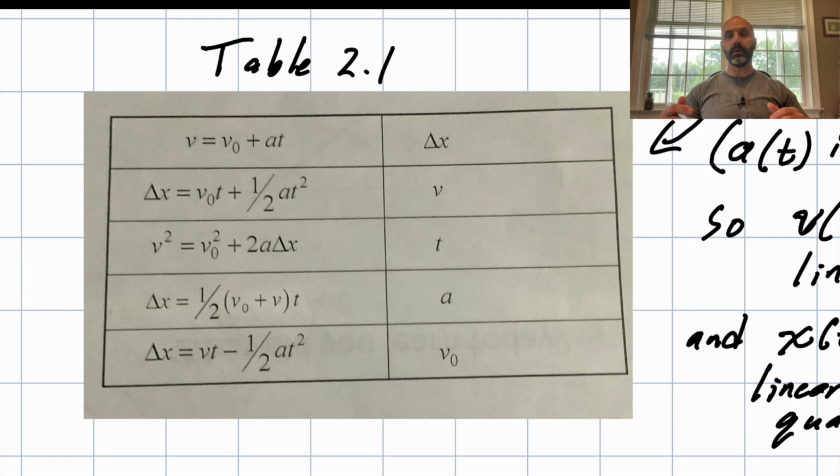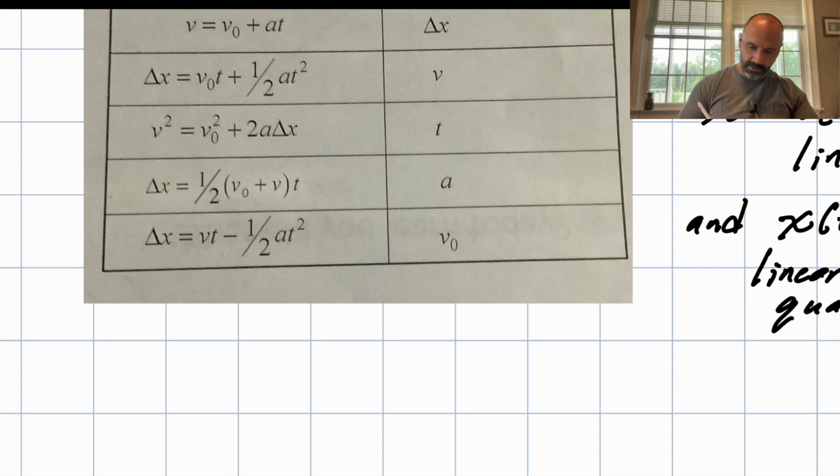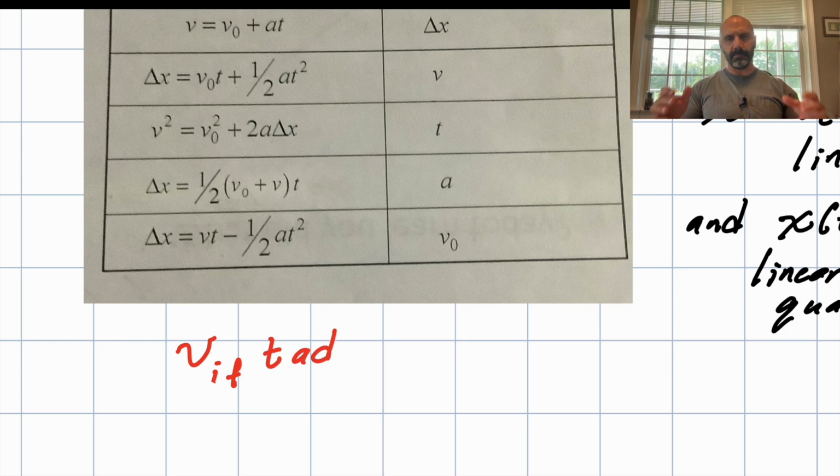What you're seeing on the screen right now is a chart from my notes, and it's a table of what we call the VIF-TAD equations. These equations work for describing motion, but only when you have constant acceleration. We call it VIF-TAD because the common letters are often V, I, F, so final velocity, initial velocity, time, acceleration, and distance. So a little nickname we have for these equations is VIF-TAD.